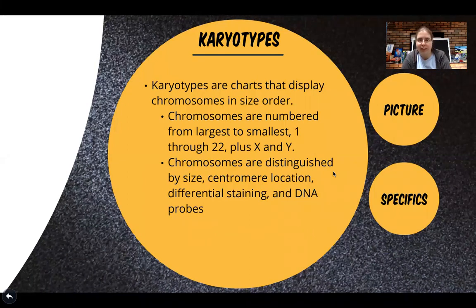So how do we distinguish them? Well, we mentioned by size, also the centromere location. Sometimes that centromere region is closer to the middle of the chromosome, sometimes it's closer to the end. We also look at differential staining. So if you've seen pictures of karyotypes, you'll notice that there are these dark banded patterns in them. And what those are, it's a particular dye that's used, a stain, that is picked up by certain proteins.